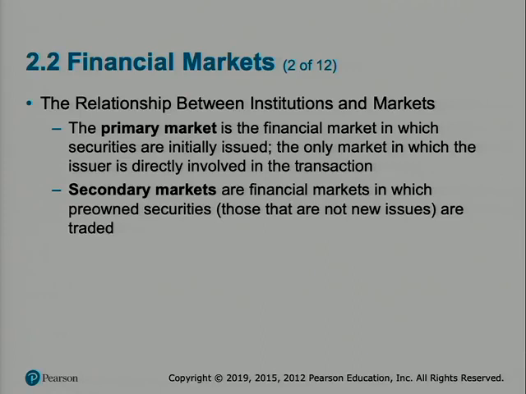Now, institutions and markets: we have two types of markets we need to talk about, a primary market and a secondary market. The primary market is where investors buy the stocks and the bonds for the first time. The secondary market is where these pre-owned securities trade back and forth.